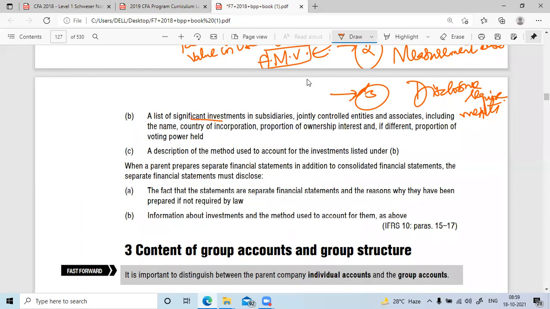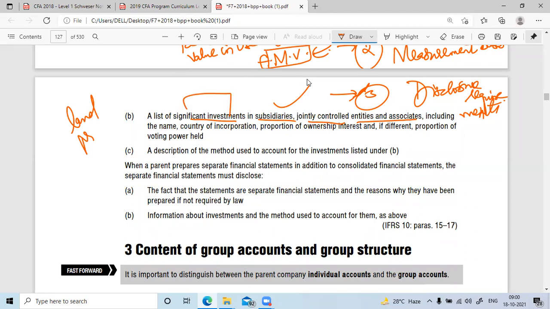Then list of significant investments in subsidiaries. You should show what investment you have done in subsidiaries, to what extent, whether you have given your land or property or resources to this. Then jointly controlled entities and associates. So you should always disclose what bigger investments you have done in all this, which cannot be ignored to be disclosed. That's the reason why we call them significant investments, including the name, country of incorporation, proportion of ownership interest, and if different, proportion of voting power held. So what stakes you have in that company, you should disclose.